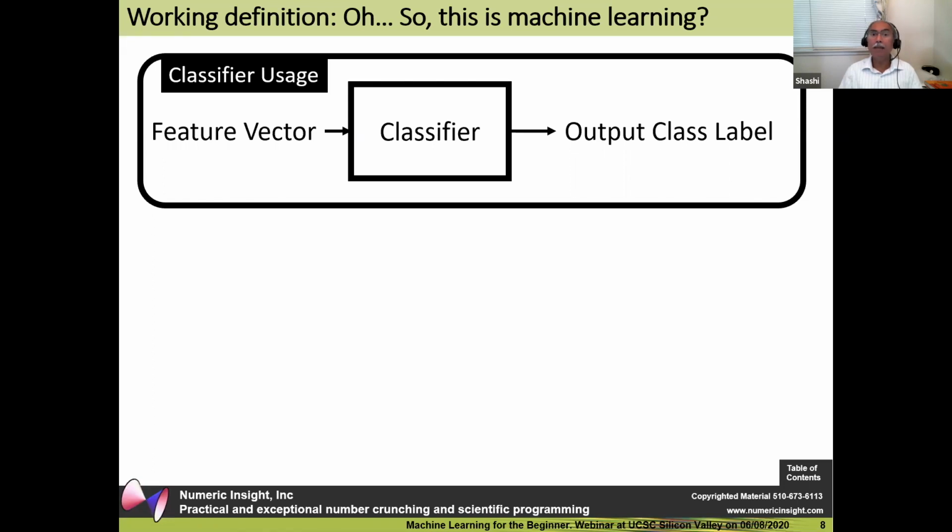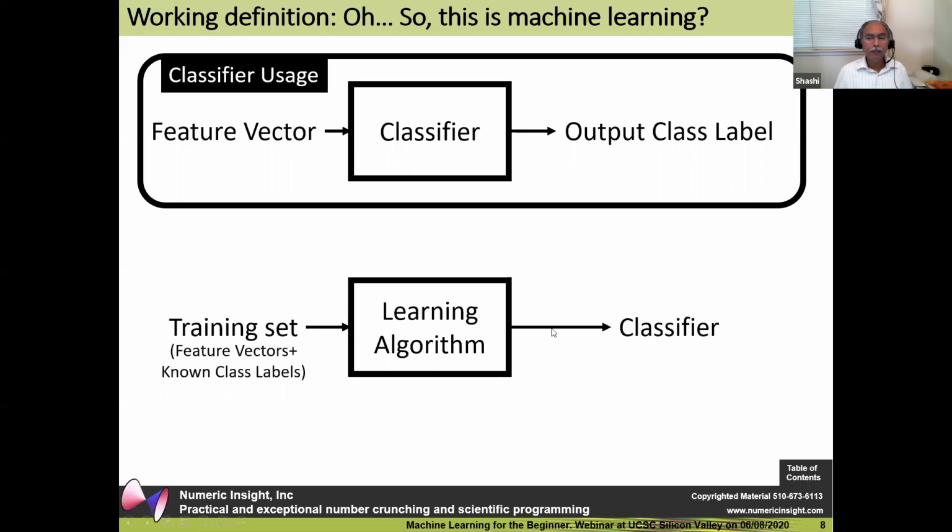It could be spam, not spam, when you're talking about email and so on. These are all called class labels, of course. So when we say class label, we are talking about some discrete entities. It's not a continuous range of numbers, but discrete entities which are qualitative.